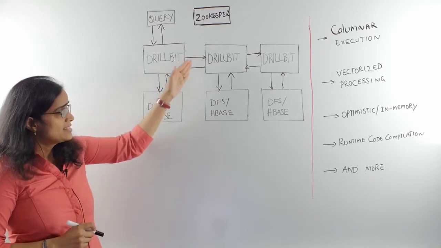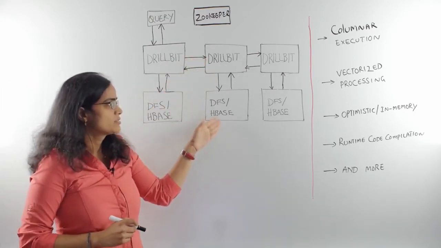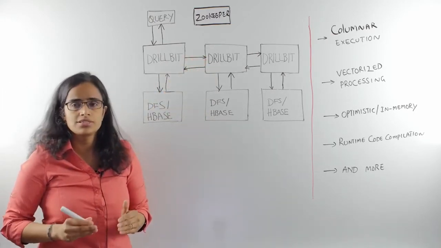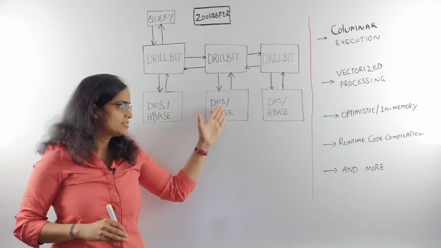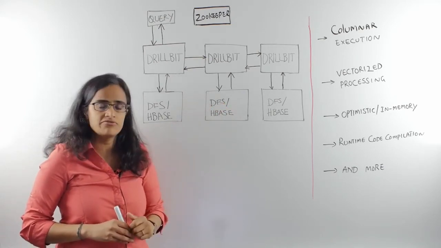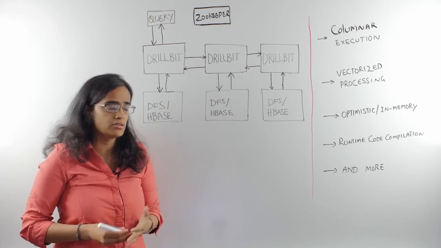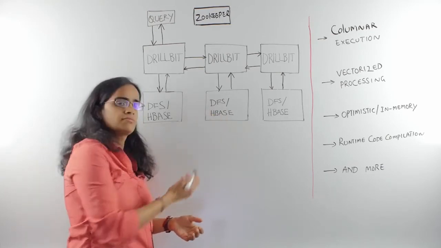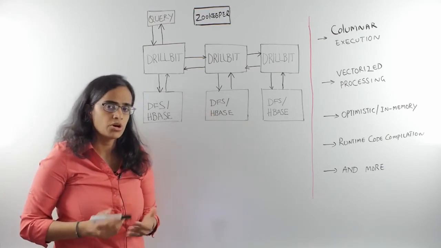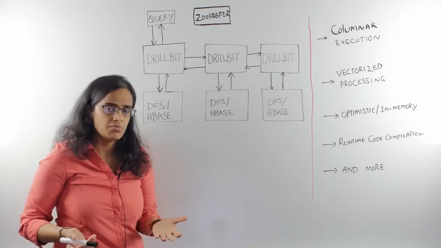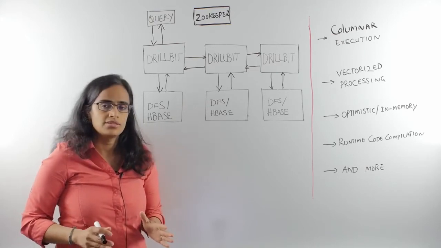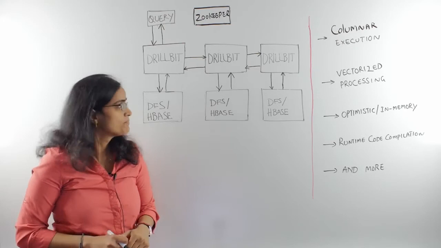During the execution, each of the DrillBits would be interacting with the underlying storage systems. So this could be files, as I have written here. This is DFS, which represents a distributed file system. It could be HBase, it could be Hive, it could be MongoDB, it could be MapR-DB, it could be any other storage system Drill is configured to work with.